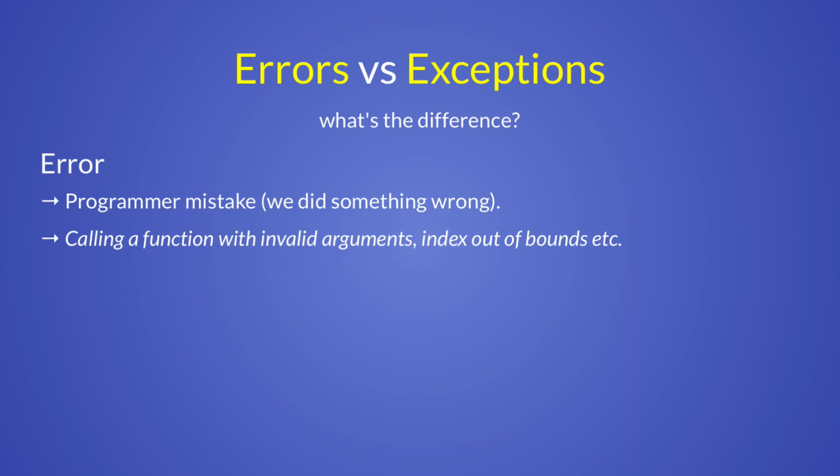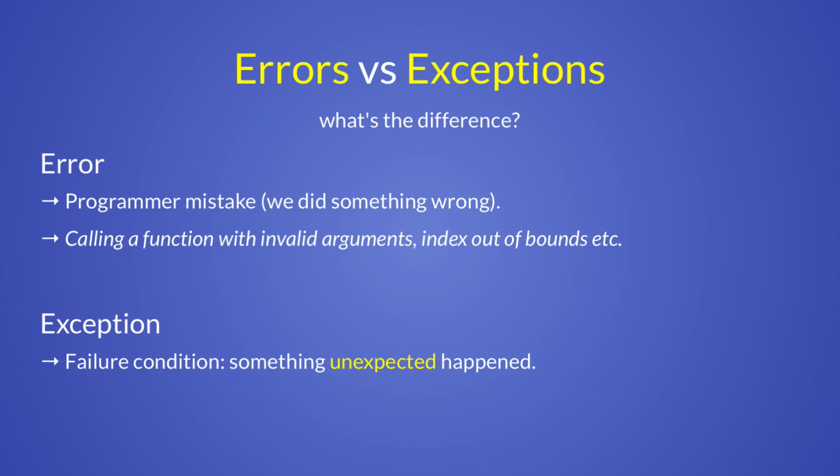Examples of programmer errors include things like calling a function with invalid arguments or trying to access a list with an index out of bounds. Instead, an exception is a failure condition telling us that something unexpected happened. By unexpected, I mean something that is out of our control, and the way we deal with programmer errors is very different from the way we deal with exceptions.